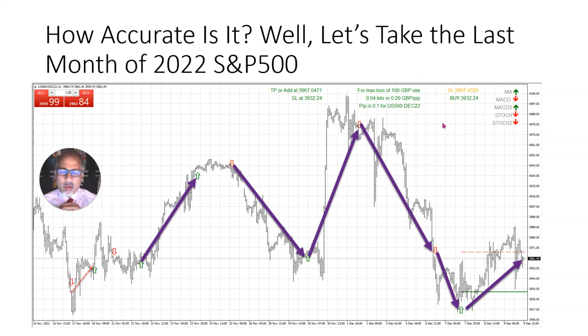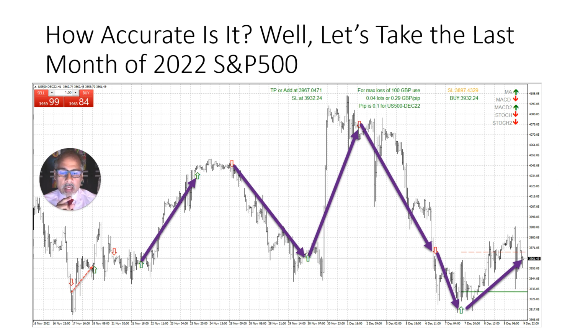And you might say, well, how accurate is momentum trading? Okay, well, let's look at the last month of 2022. Now, there's a reason I want to look at the last month of 2022. For the stock market, 2022 was a horrible year. The stock market was down 25% on the S&P 500.